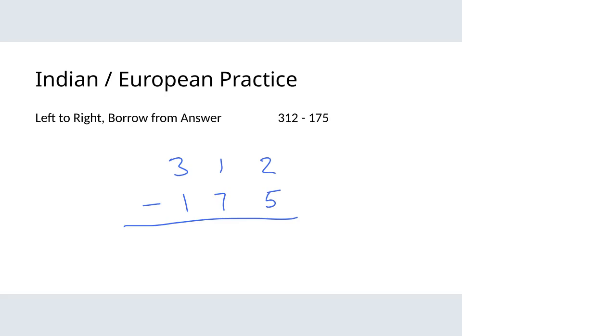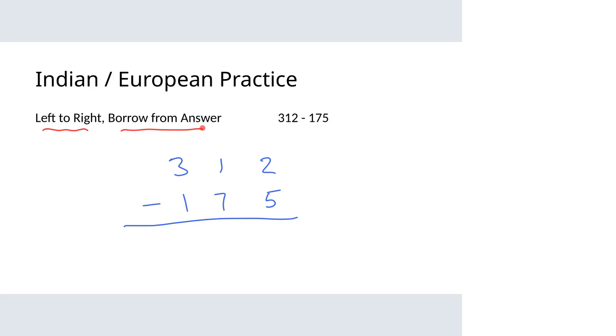So try this one using the Indian/European algorithm, and then we'll talk about how that's done just to make sure that you have a sense of it. All right, I'm going to do it. You let me know if you see something that you're not sure where it came from or why it happened. We're going to go left to right, and when we borrow, we're going to borrow from our answer.